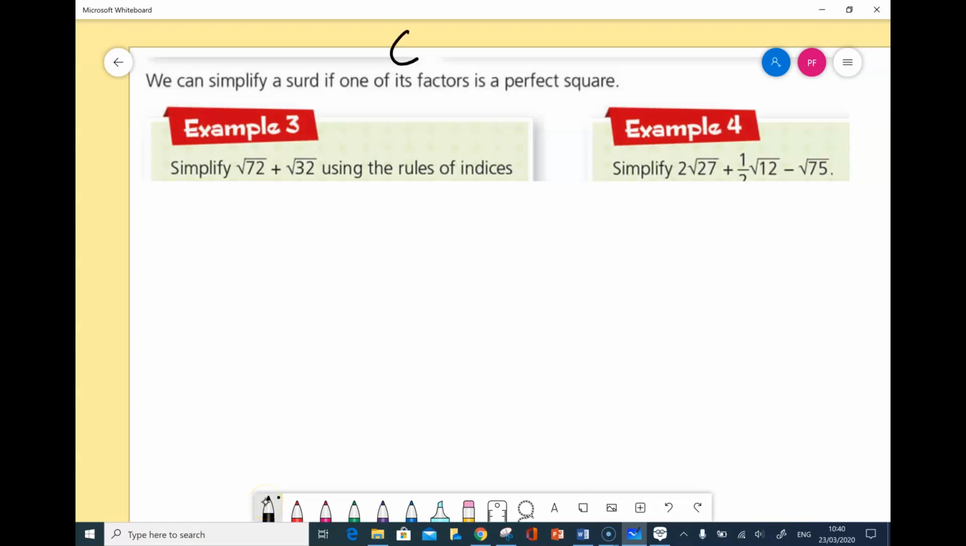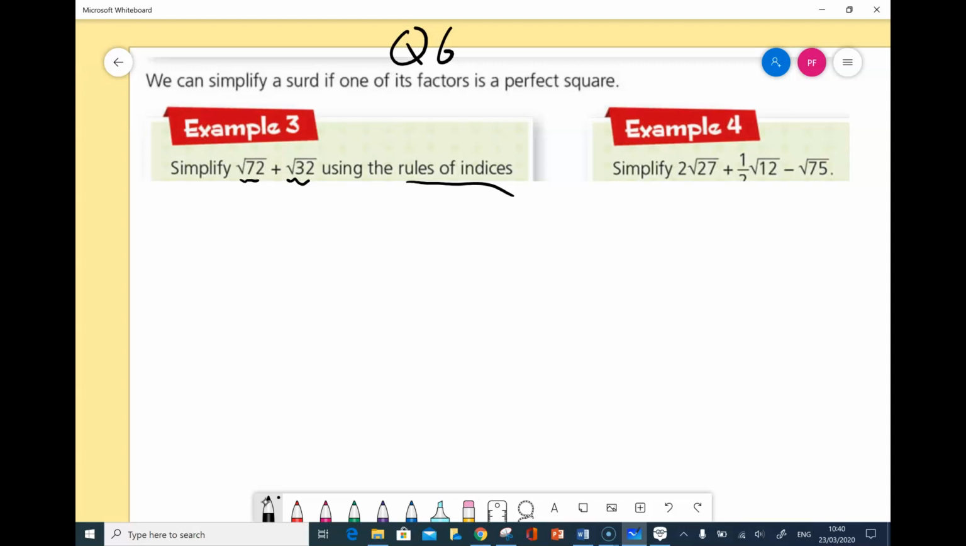Okay, so we're going to be doing question 6, but before that we're doing 2 examples. So we saw how to simplify surds in the previous question, and here we're going to simplify the square root of 72 plus the square root of 32 using the rules of indices. The rules of indices are the same as the rules of logs, essentially. We're just going to use the rules that we practiced in question 5.